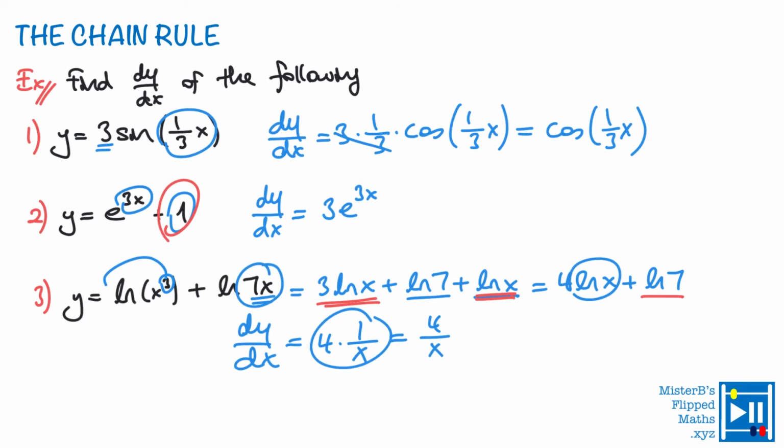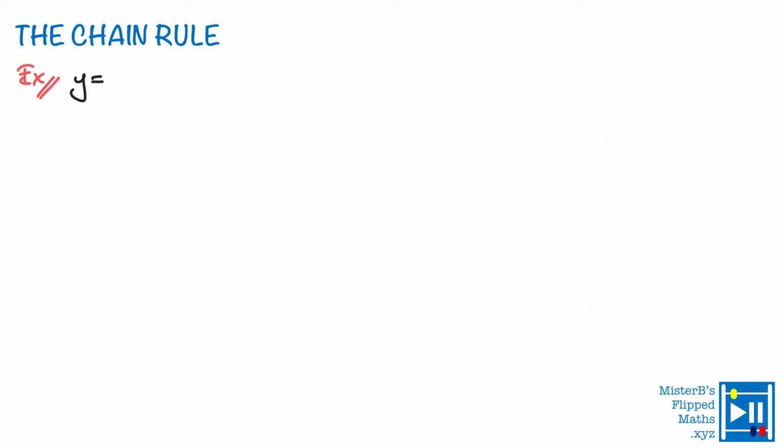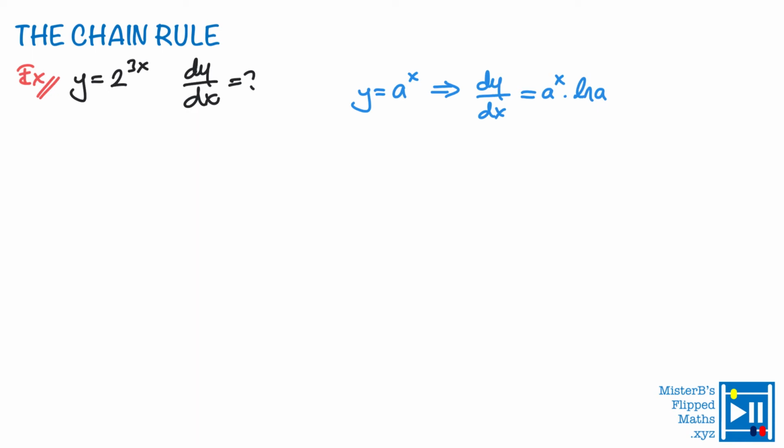At this point, I want to make a small parenthesis and show you what happens when we have a function like 2 to the power of 3x. Now let's find the derivative of this. Well, what happens is the derivative of any number to the power of x is as in e to the power of x, any number to the power of x again, but multiplied by ln a.